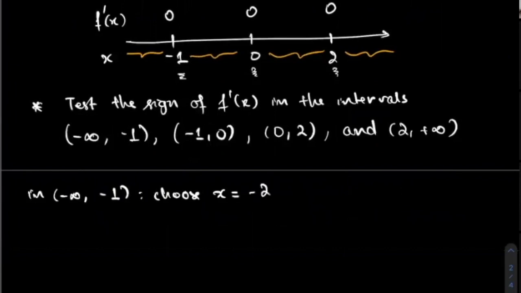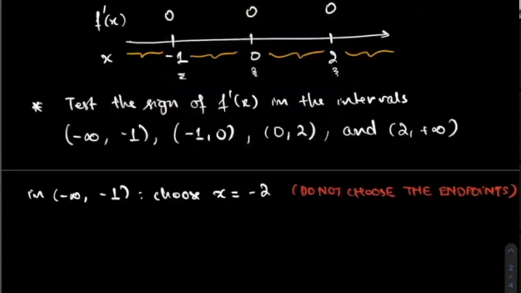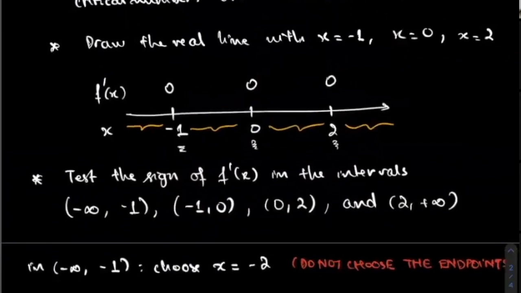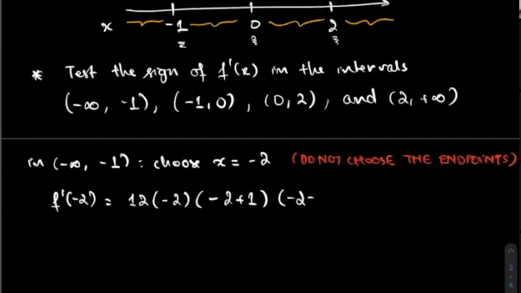The easier it is for you to calculate, the better, but do not choose the endpoint. Anything else is fine. So I choose x equal to -2, and I substitute that into the derivative function, and I get f prime of -2 is equal to 12 times -2 times -2 plus 1 times -2 minus 2.